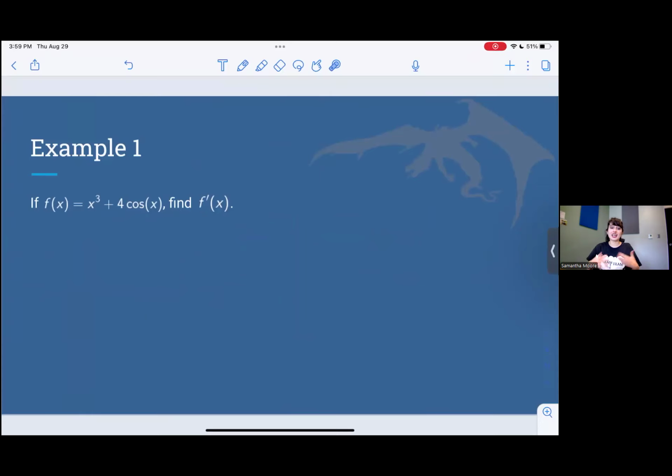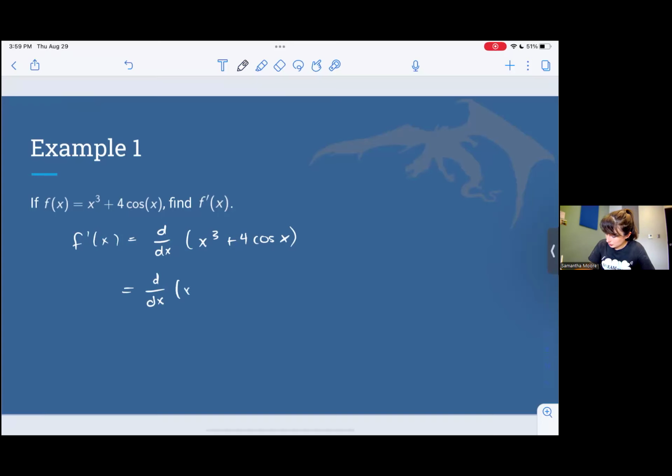Okay, so now let's see how we're actually going to utilize these. We have that f of x is equal to x cubed plus 4 cosine of x, and we want to find f prime of x. So f prime of x is the derivative of x cubed plus 4 cosine of x. And by the sum law, because I'm adding two functions here, I could break that into the derivative of x cubed plus the derivative of 4 cosine x.